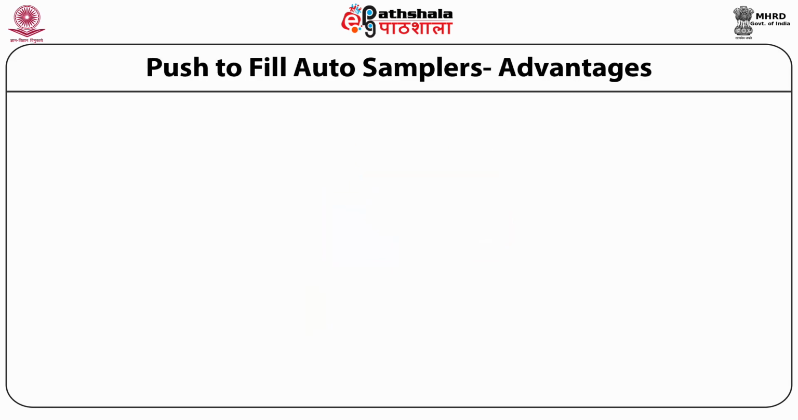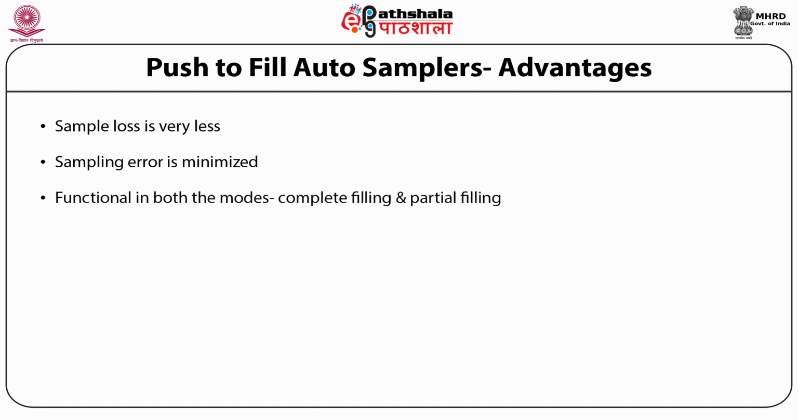Advantages of push-to-fill autosamplers. In push-to-fill design, sample loss is very less. A motor is enabled for filling and dispensing the sample from the syringe. Therefore, error is also minimized to 0.5%. These autosamplers can be used for both modes, that is, complete filling and partial filling modes.